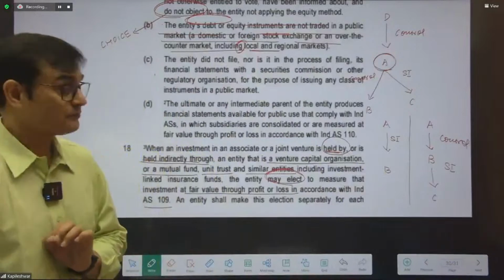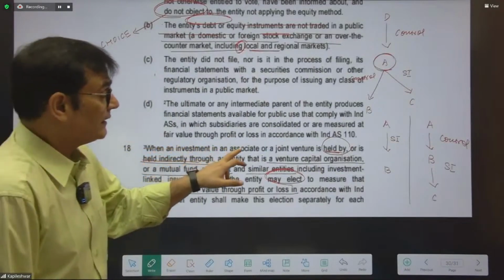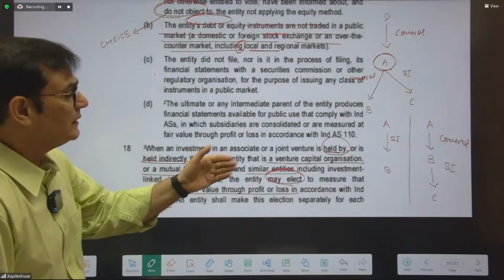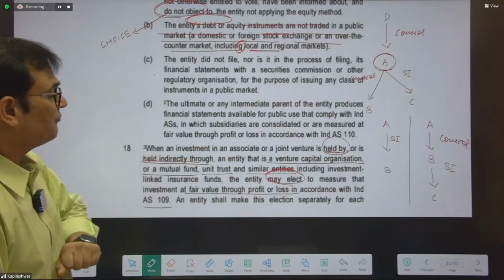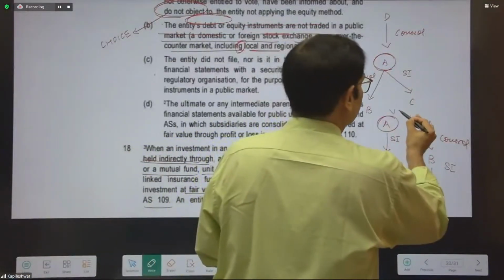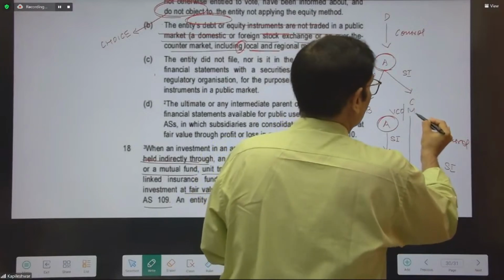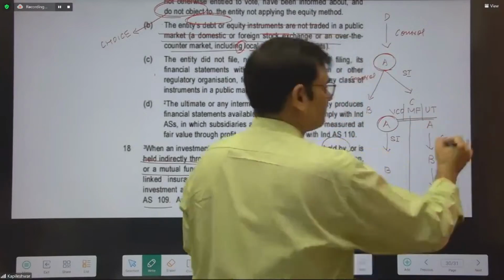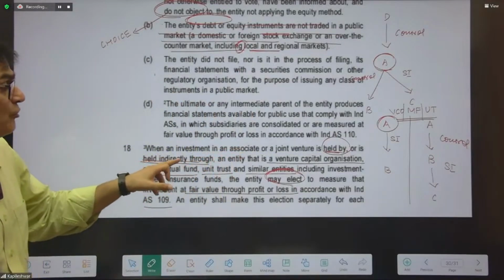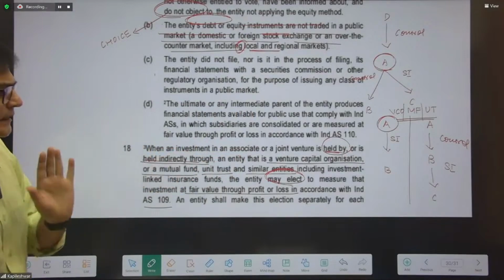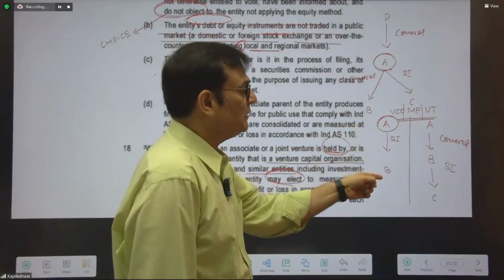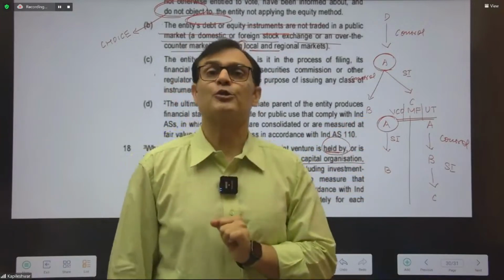Now watch this carefully. It says when an investment in an associate or JV is held by an entity that is a VC, venture capitalist, or MF, or unit trust and similar entity. If A is supposed to be a venture capital organization, VCO, a mutual fund, or a unit trust. So there are three things. It says that it is a VCO or a mutual fund or a unit trust and similar entities, of course. Then he says you can choose that you want to apply equity method for B or you want to take it at FVTPL, your choice.